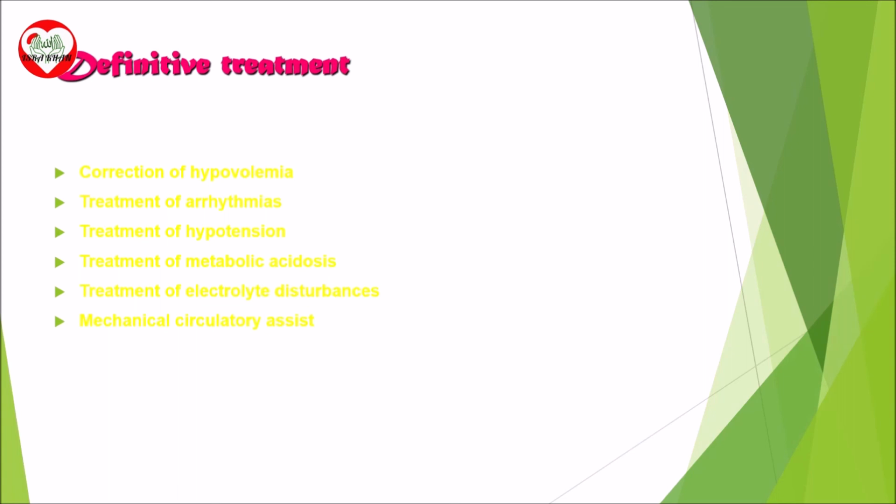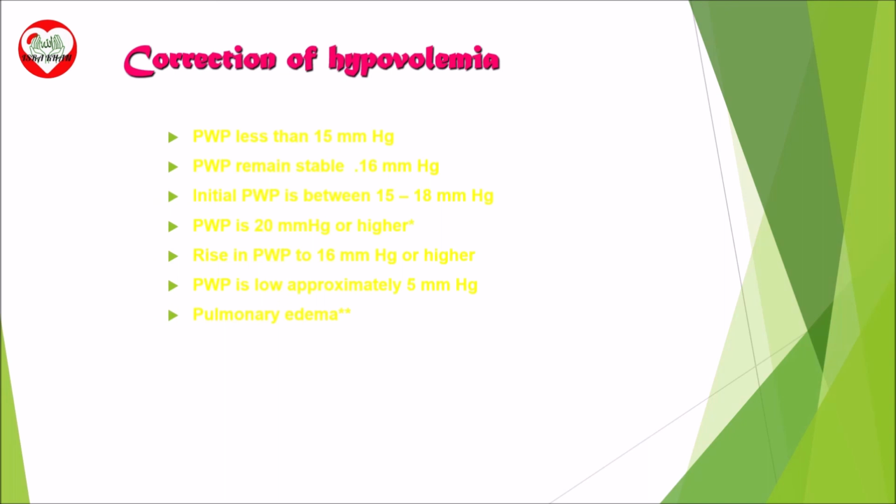Definitive treatment given includes correction of hypovolemia, treatment of arrhythmias, treatment of hypertension, treatment of metabolic acidosis, treatment of electrolyte disturbances, and mechanical circulatory assist. Correction of hypovolemia can be done by PWP less than 50 mmHg.